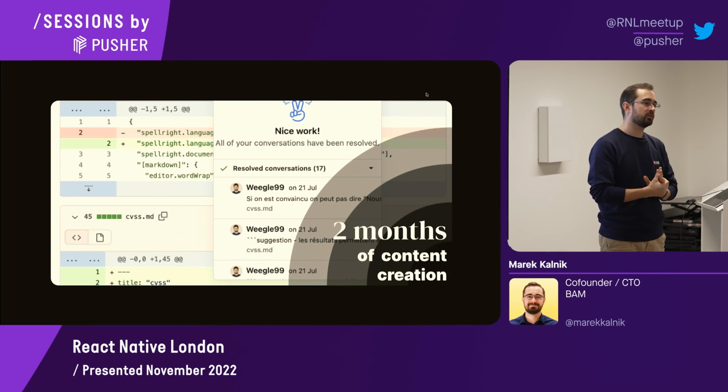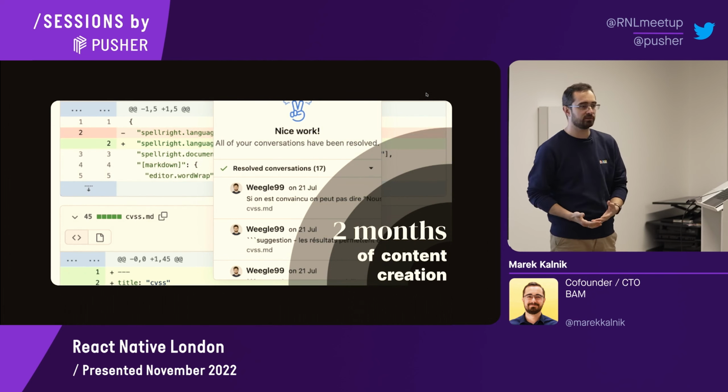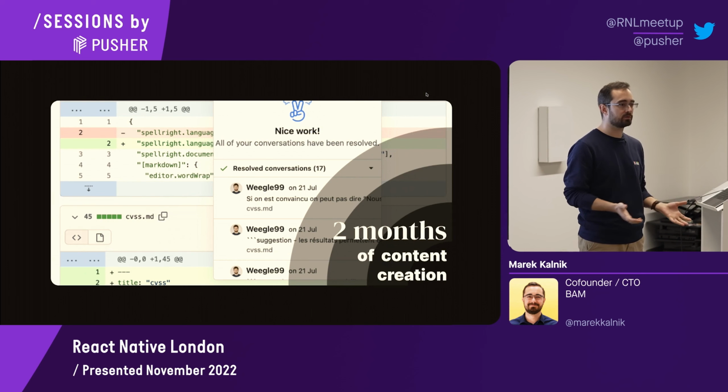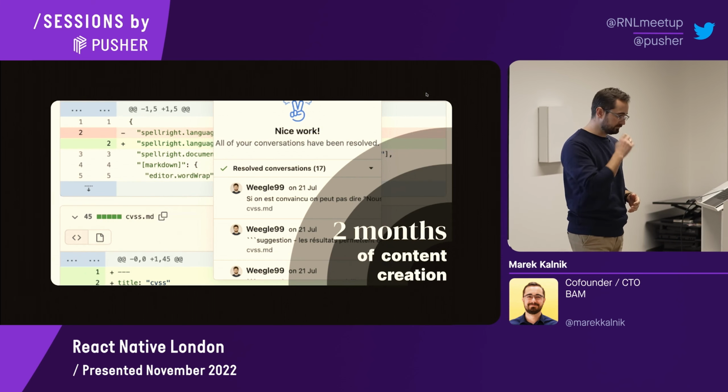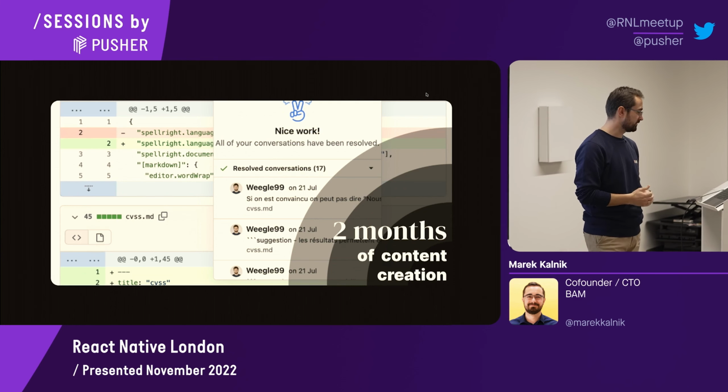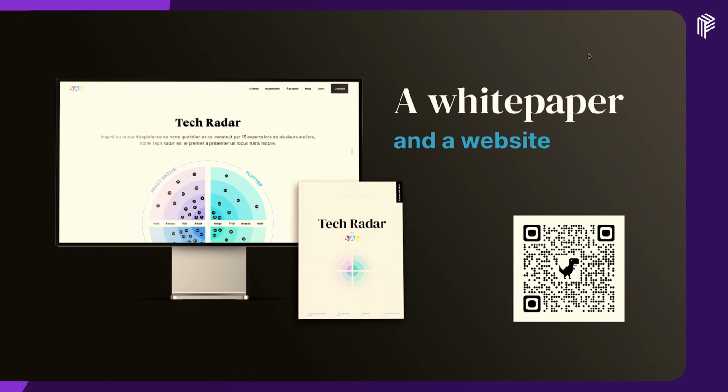And then we went into 2 months of content creation because we wanted every position to be justified, every blip to be an article that anyone could understand. So we did a code review process to make sure that everything was clear. We have published a website and a PDF white paper that we've shared with the world, mostly our community in France, but I'm coming here today also to show it to you.